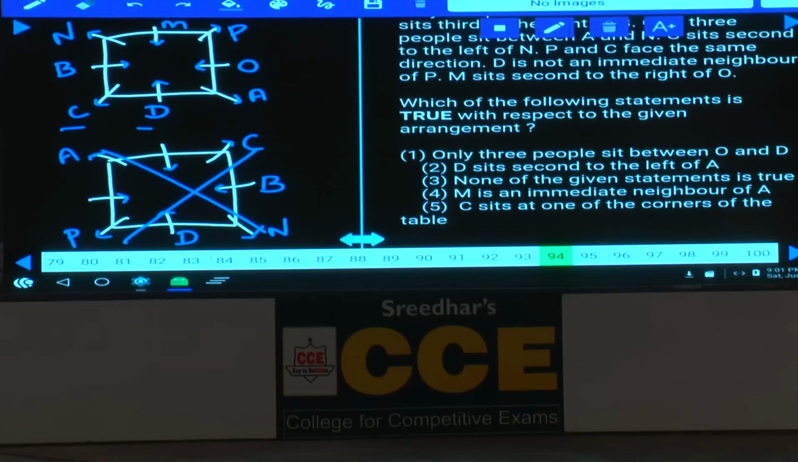Only 3 people sit between O and D, that is false. D sits second to the left of A, that is false. M is an immediate neighbor of A, that is false. And C sits at one of the corners. C is at one of the corners, definitely true, choice 5.